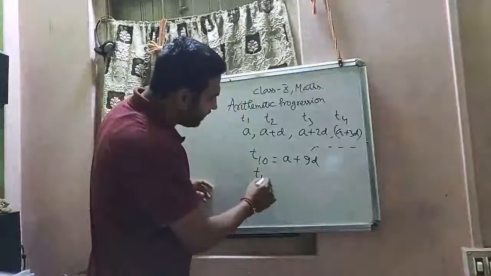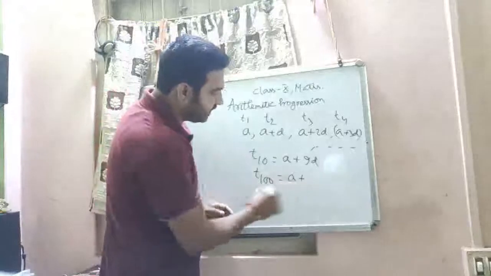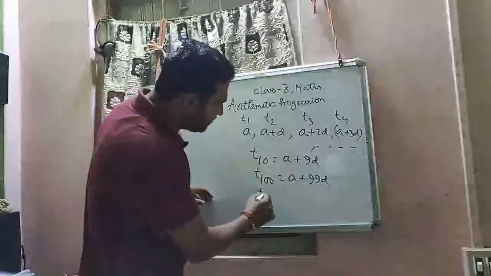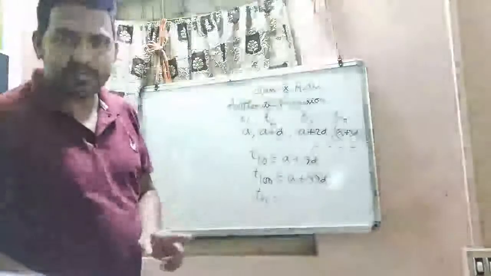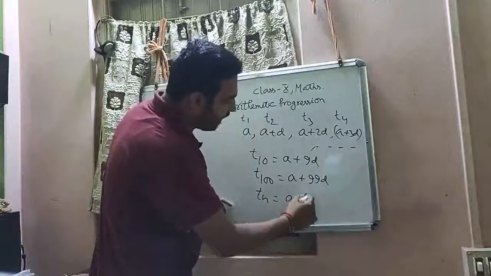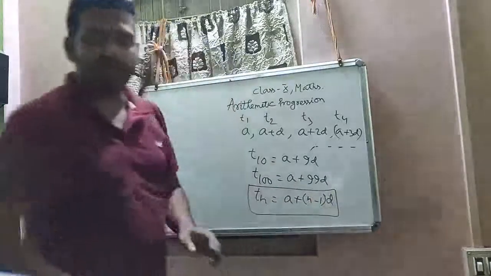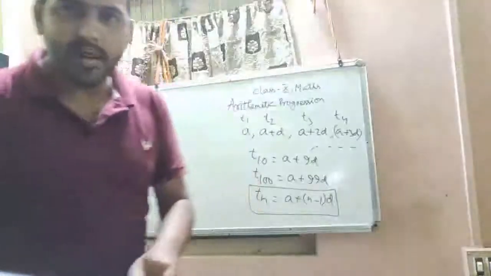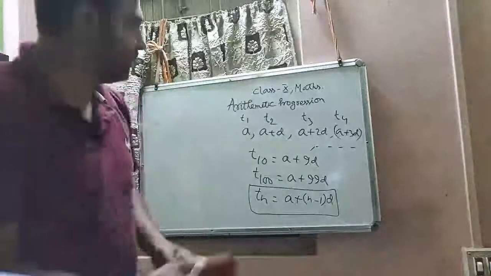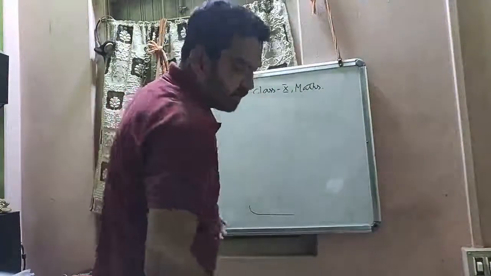Similarly, if I write the 100th term present in the series, how to write that? A plus 100 minus 1 is 99d. So if I want to write the nth term, Tn is the nth term. So that is going to be a plus n minus 1 into d, 1 less. So that is the first formula of AP. A plus n minus 1 into d is the nth term, Tn. Now some questions may be there.